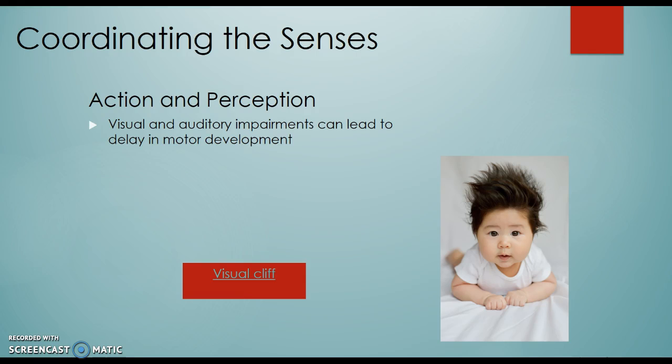Think about if your vision is somewhat impaired. How well are you going to be able to judge your body's distance from other things? How well are you going to understand where your feet and your legs go when you're climbing up the stairs on the playground? Probably not that well. So those things are really highly connected. And also, it doesn't even have to do with impairments. It can also be related to when vision is developing.